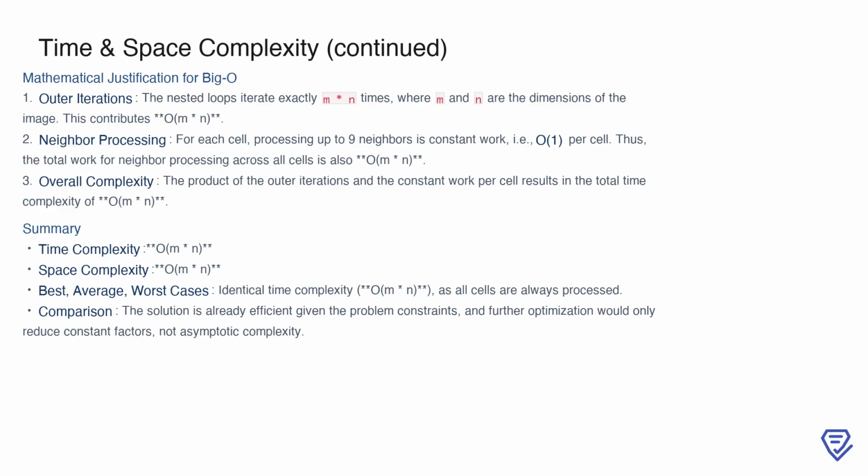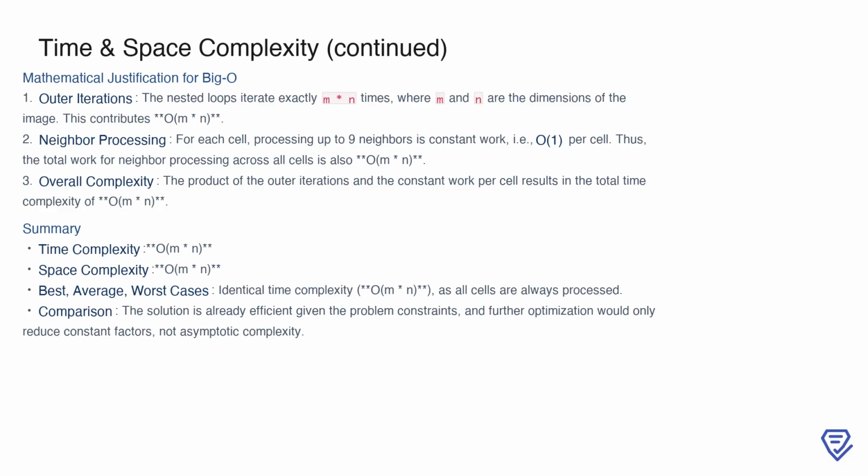For each cell, processing up to 9 neighbors involves constant work per cell, or O(1). When multiplied by the total number of cells, this also results in O(m*n). Therefore, the overall time complexity is O(m*n). Similarly, the primary space requirement comes from the result matrix, leading to a space complexity of O(m*n).